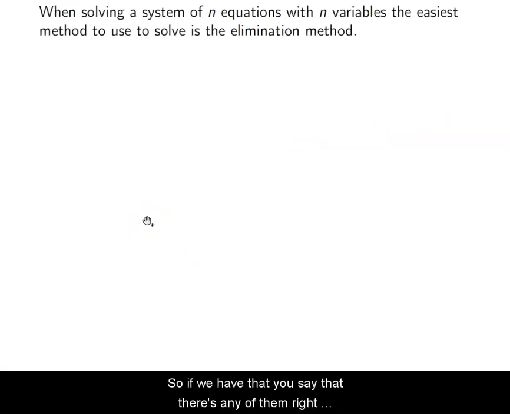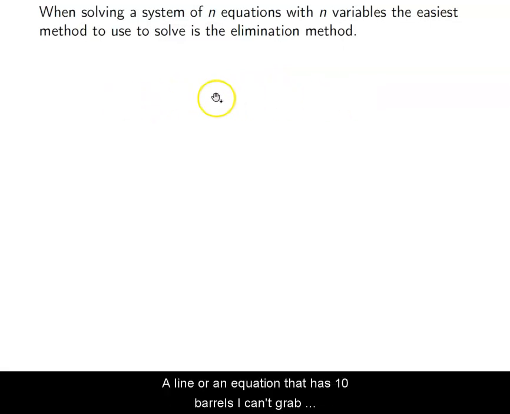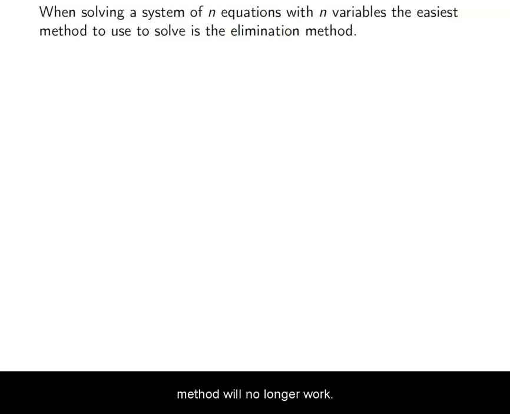So if we have, let's say, n equations, each of those equations with n variables, the easiest method to use is the elimination method, okay? If I have, let's say, 10 variables, it's actually impossible for me to graph an equation that has 10 variables. I can't graph something that has more than 3. So the graphing method will no longer work. The substitution method can still work. However, it's a lot of work to substitute things into each other 10 plus times, actually.